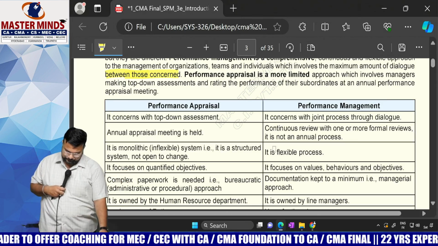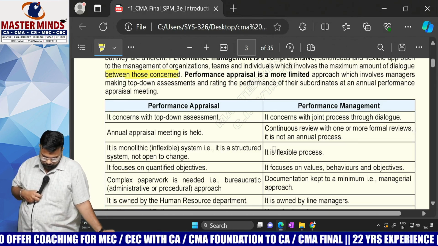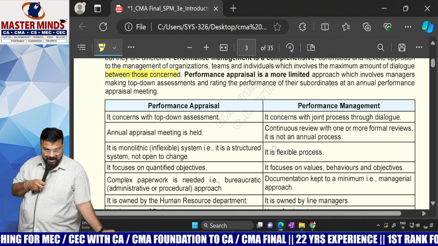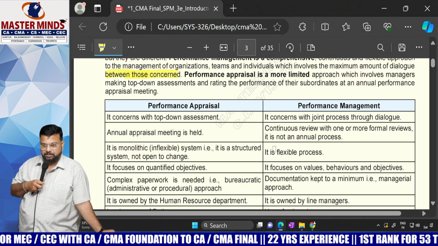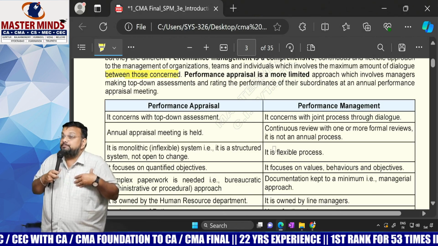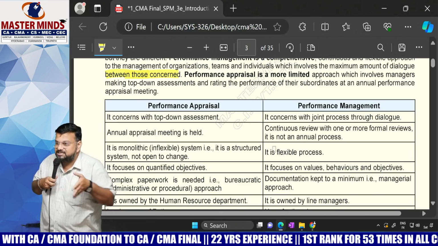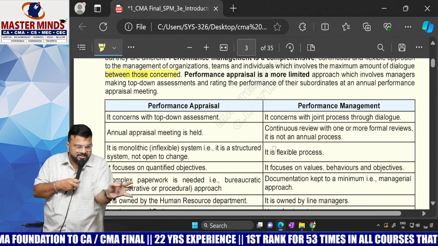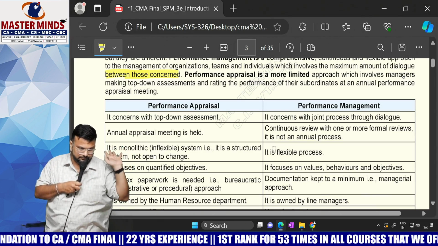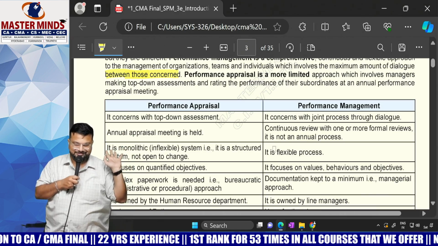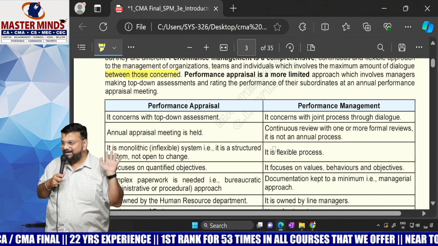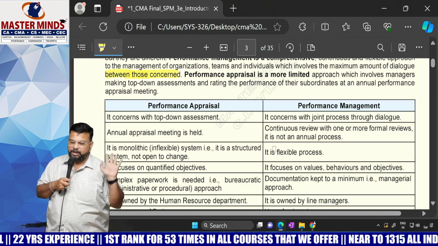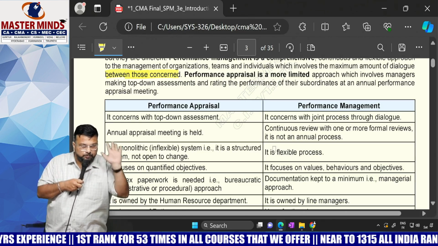Next, performance appraisal. It focuses on quantified objectives. What do you mean by quantified? Measurable objectives. Here my performance is measured in terms of hours. How many hours were allotted? How many hours has this person taken? Isn't it? Yes. So it is called a quantified basis. Generally, when it comes to measurement, it is better to keep it as quantifiable as possible.